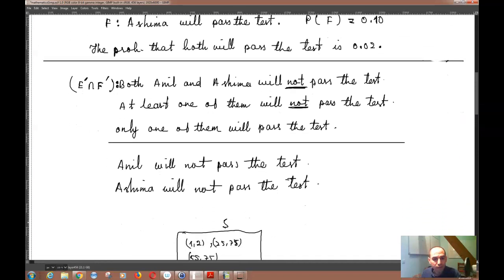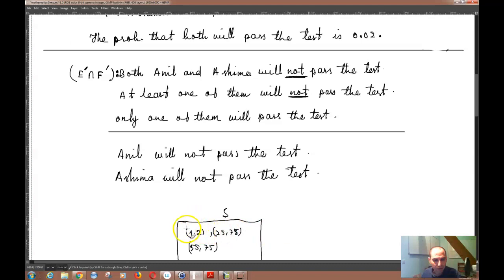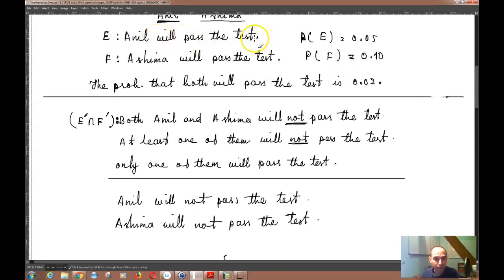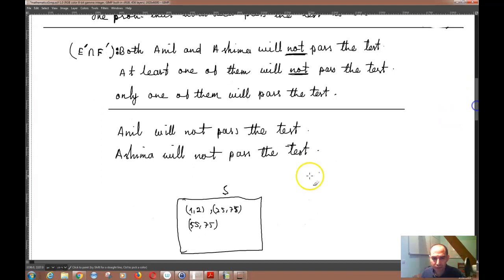Now, if there are some outcomes in this sample space that will result in Anil passing the test, so Anil passing the test, that would be event E. So that means that those outcomes, I could put in a set and put all of those outcomes over here that result in event E occurring, and then I can call that set E or event E.